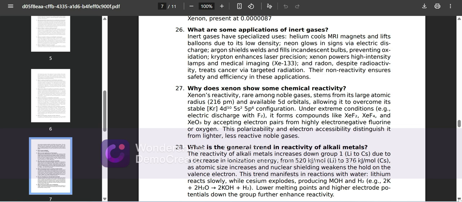Xenon-133 and radon emit radioactivity. Radon treats cancer via targeted radiation. Their non-reactivity ensures safety and efficiency in these applications.